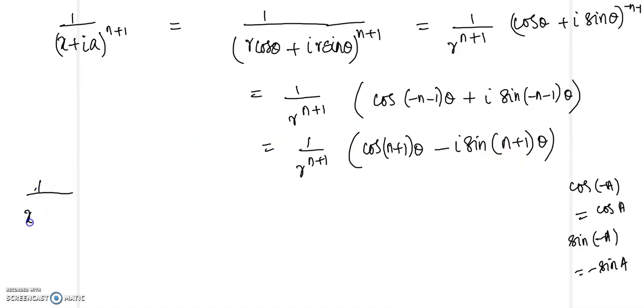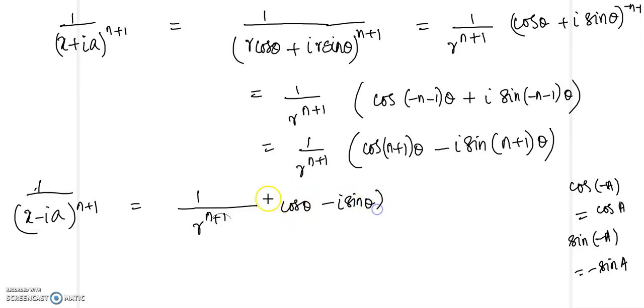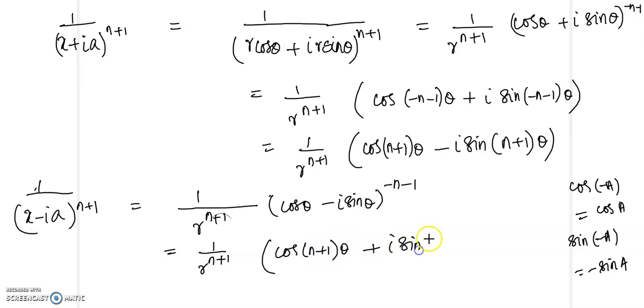Similarly, when you take 1 by x minus ia whole raised to n plus 1, its value is 1 by r raised to n plus 1 into cos theta minus I sin theta whole raised to minus n minus 1, where the minus sign in the middle will be the difference. So that is 1 by r raised to n plus 1, again cos n plus 1 theta plus I sin n plus 1 theta. So that will be the value of 1 by x minus ia whole raised to n plus 1.